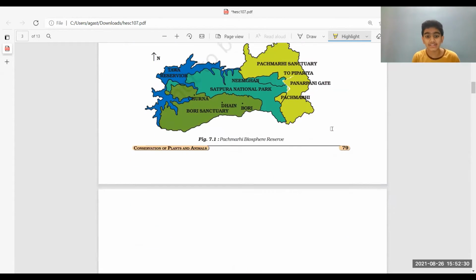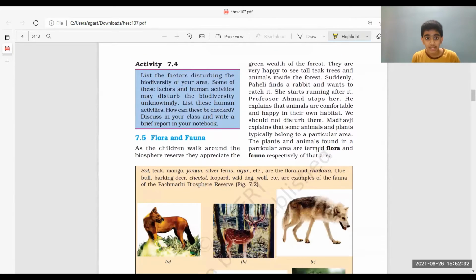Now we'll get into the next part of the lesson. Flora and fauna. I'll just give you a gist of this. The plants found in a particular area are called flora. Animals found in a particular area are called fauna. Simple thing. I hope you understood.